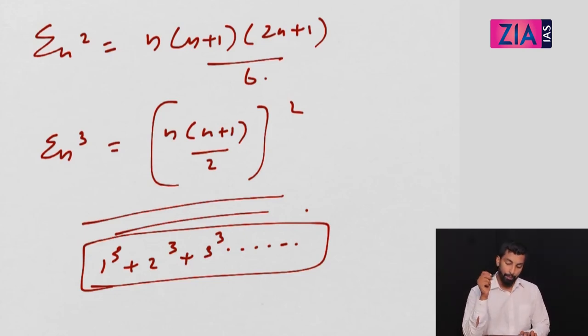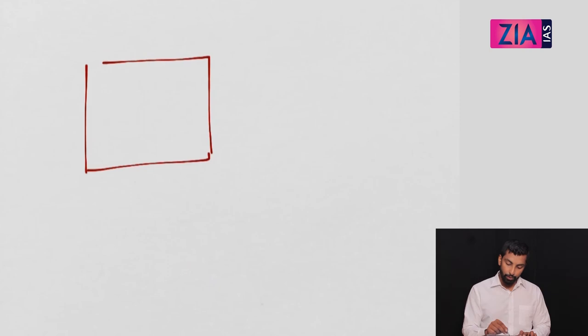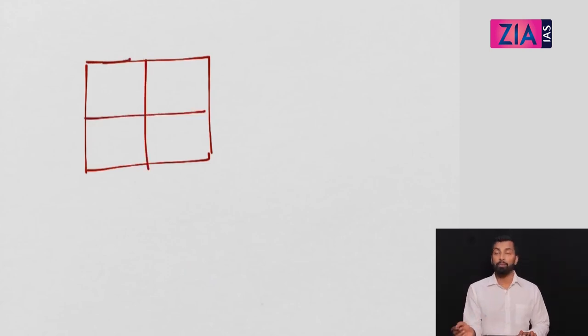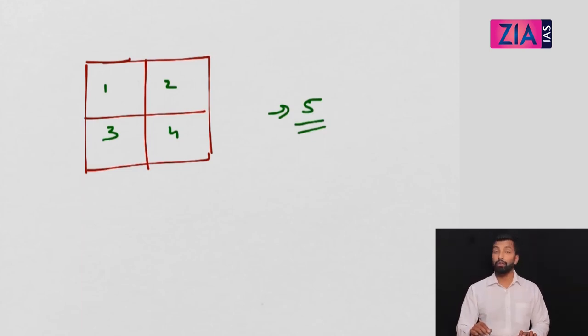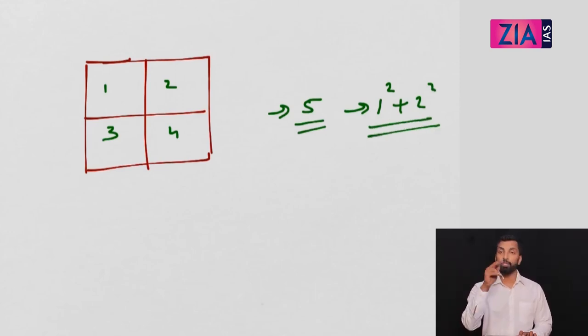If you want, I will give you applications of sigma n square and sigma n cube which used to come in exams. Let's take a square. Let's take a 2 into 2 square. If I ask you how many squares are there in this, you will tell me this is 1, 2, 3, 4 and the bigger one, so total 5 squares are there. And how did you get this 5? You can visualize or answer it as 1 square plus 2 square. Why up to 2 square only? Because it is a 2 into 2 square.